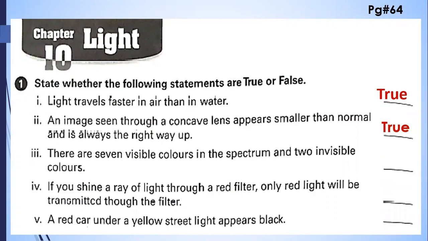The third statement is there are 7 visible colors in the spectrum and 2 invisible colors. True statement. If you shine a ray of light through a red filter, only red light will be transmitted through the filter. It's also a true statement. And the last statement is a red car under a yellow street light appears black. It's a false statement.